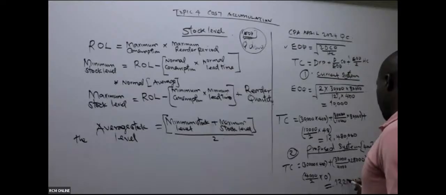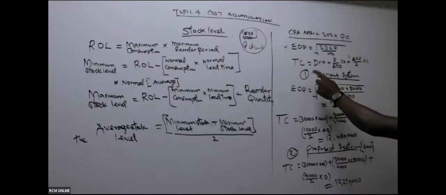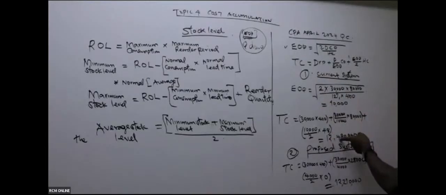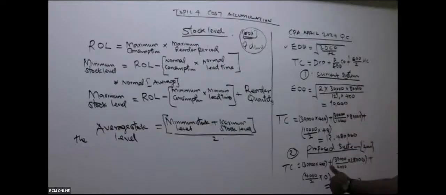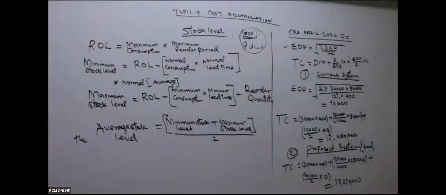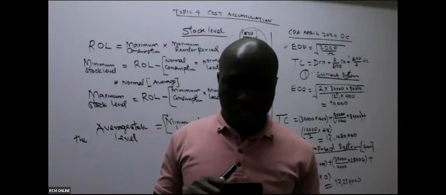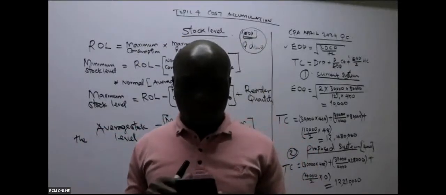Remember, every company is striving to minimize the total cost incurred to take care of their inventory. The proposed system here will make this company incur 12,210,000. The current system, they will be incurring a total of 12,480,000 to deal with this particular inventory. Please advise the company. Which system should they adopt? Are they supposed to shift to the new system or continue with their existing system?